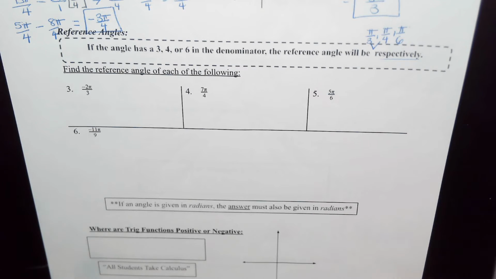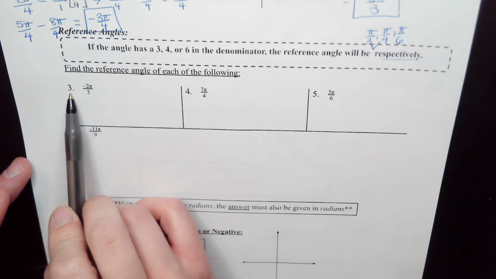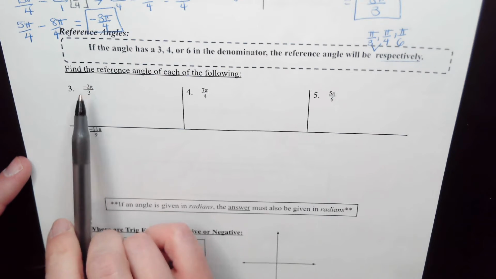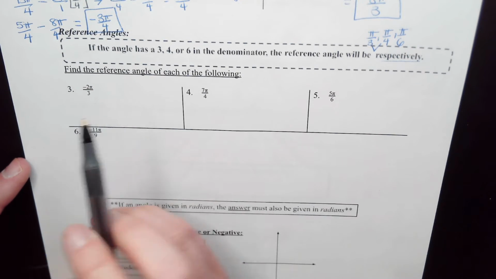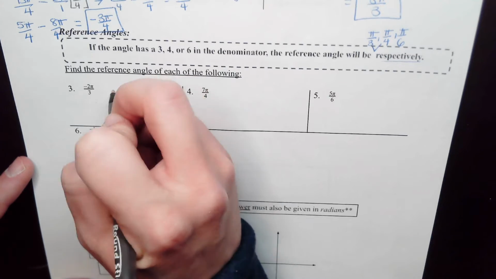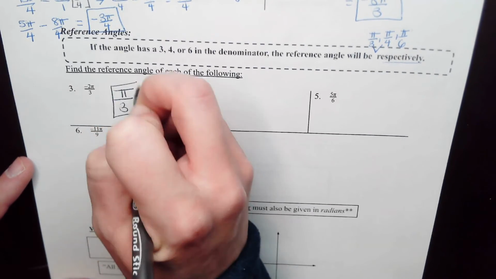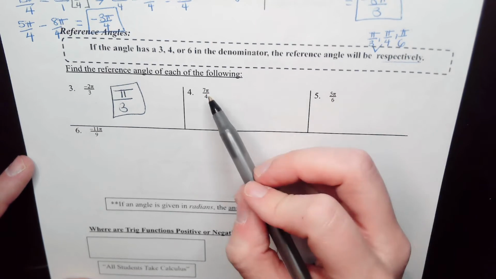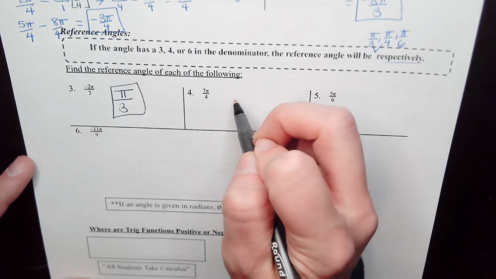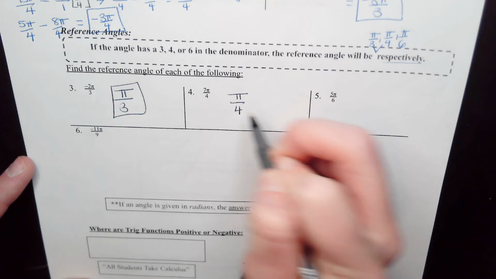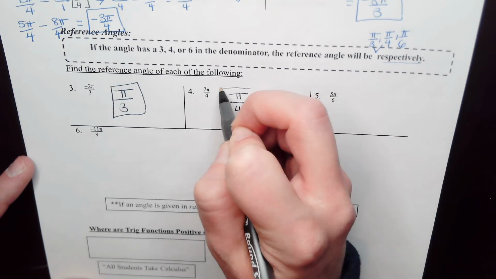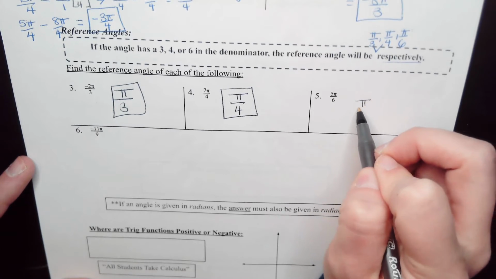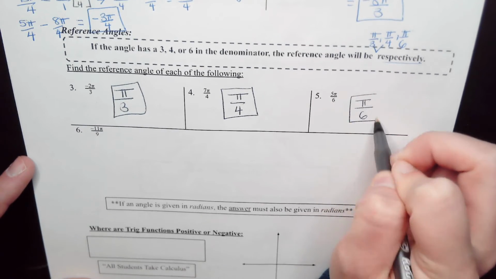All right, so pretty quick for these first three. We've got -2 pi over 3. Well, there's a 3 in the denominator, which means my reference angle is pi over 3. Next one, I've got 7 pi over 4. There's a 4 in the denominator, so my reference angle is pi over 4. And number 5 has a 6 in the denominator, so my reference angle is pi over 6.